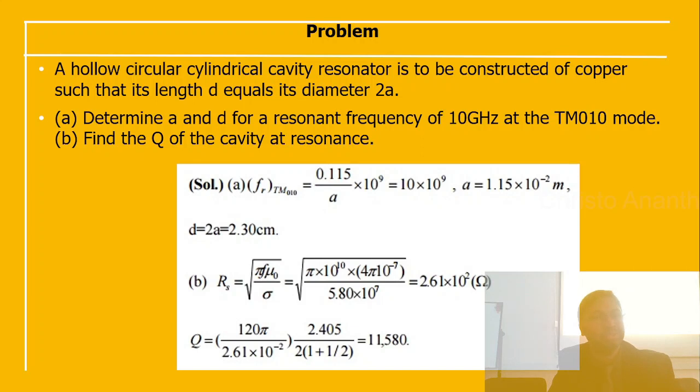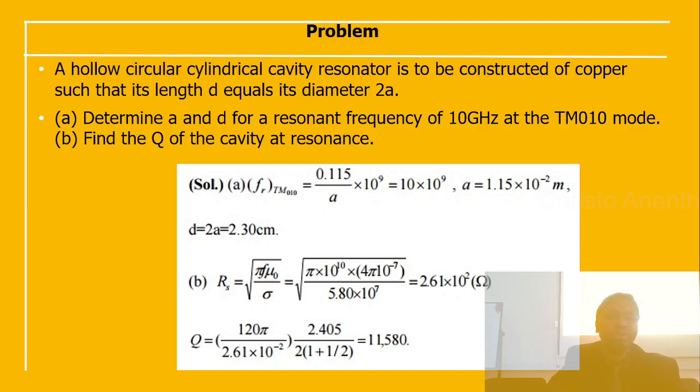Okay, so this is the question. A hollow circular cylindrical cavity resonator is to be constructed of copper. Here the length d is equal to 2a. Determine a and d for the resonant frequency of 10 gigahertz for the TM010, the dominant mode. Also find the Q factor.